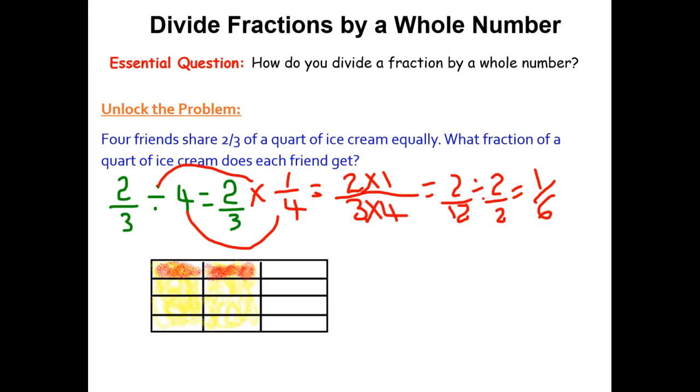And then you're going to look to see which squares have overlapping colors. And if you look here, you see that red and yellow overlap, and there's only 2 of them. So 2 12ths, which is equal to 1/6. So no matter which way we did it, you're still going to get the same answer. So you could use computation or you can model. You can decide which version you want to do.